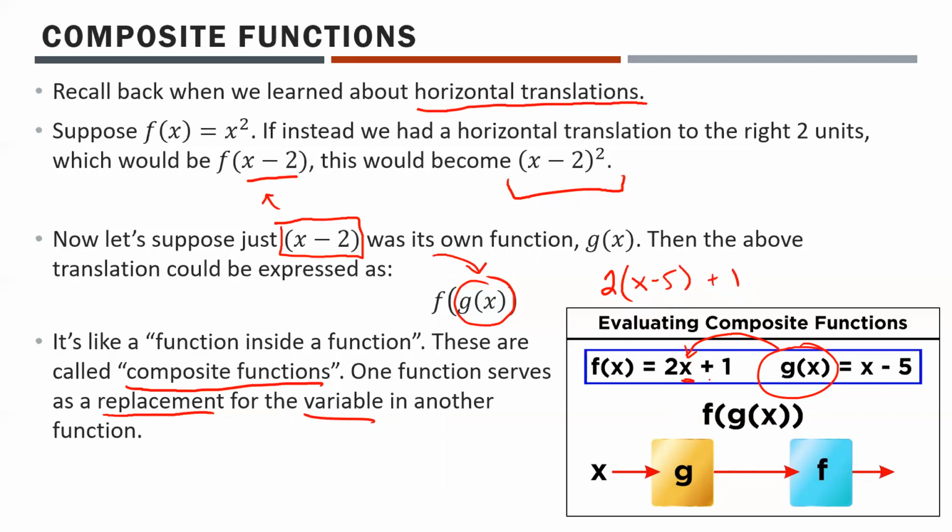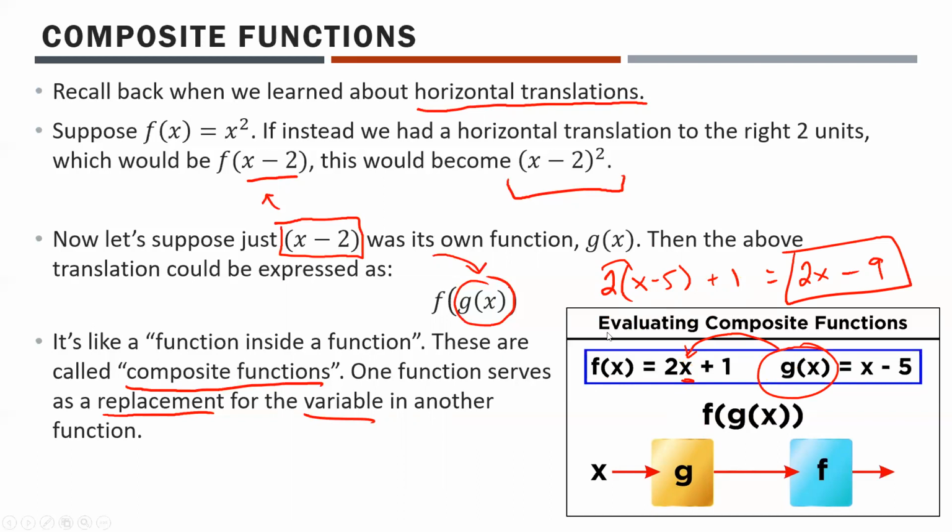And then plus 1, right? So g of x is replacing the x in f of x. So it's 2 times x minus 5 plus 1, which I guess if we were to expand that out, that'd be 2x, by multiplying this through. And then 2 times minus 5 is minus 10, but then plus 1 makes it minus 9. So 2x minus 9, that would be f of g of x in that case.